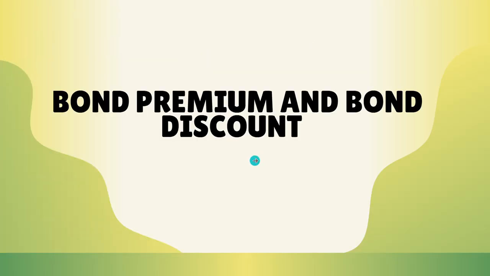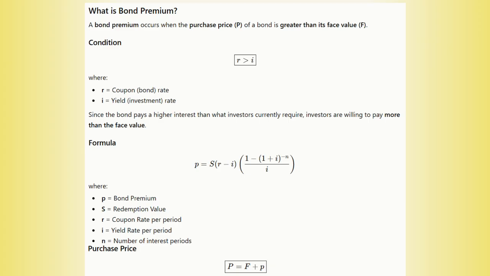Now let's proceed to another concept, which is the bond premium and bond discount. What is the difference of these two? Bond premium occurs when the purchase price of a bond is greater than its face value.